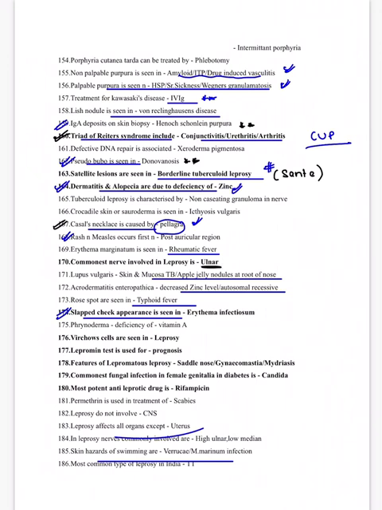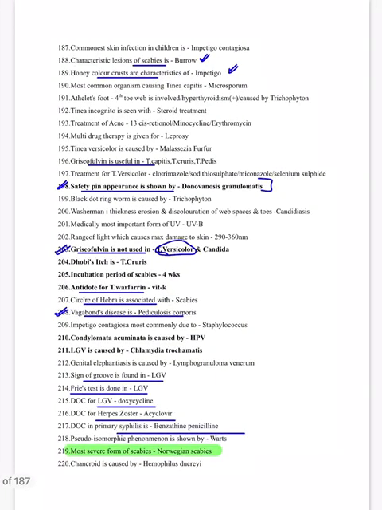Okay, guys. Then now coming on to the commonest nerve involved, it is the ulnar nerve, guys. Rose spots are seen in typhoid fever, guys. Virchow cells are seen in leprosy, guys. And the lepromin test is used to tell about the prognosis, guys. Okay. See, permethrin is used for scabies, guys. Okay. See, leprosy involves all organs except the uterus, guys.